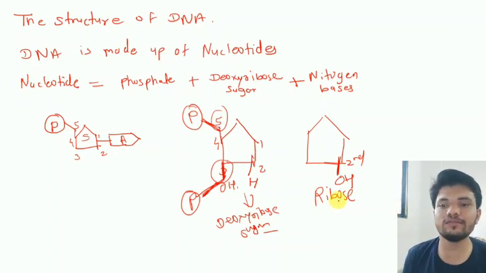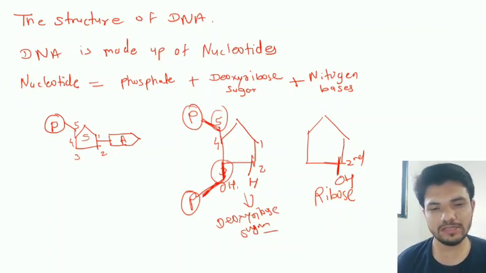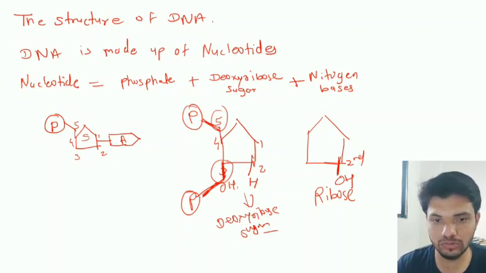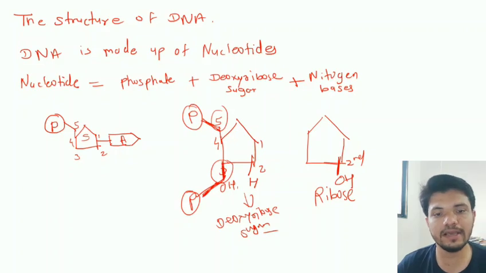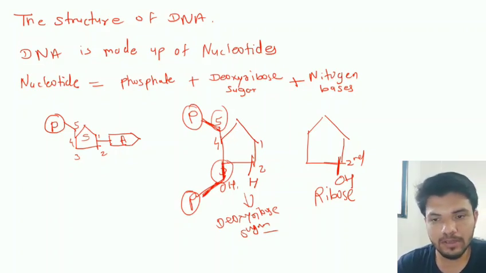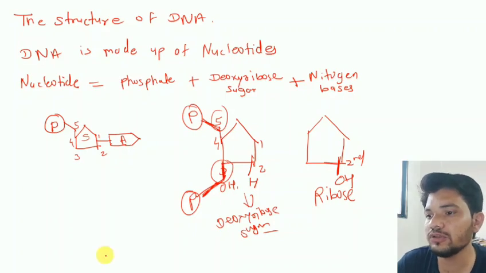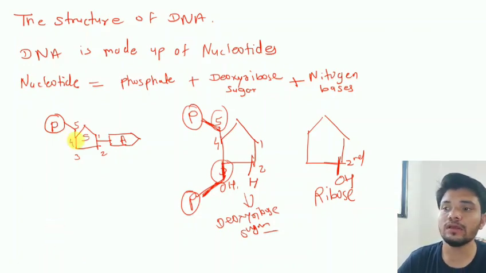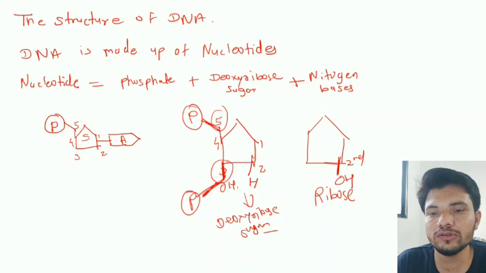So this is the basic difference between ribose and deoxyribose, and we can say between DNA and RNA also, because RNA contains ribose and DNA contains deoxyribose sugar. That's why we call DNA deoxyribose nucleic acid and RNA ribose nucleic acid, because of the difference in their sugar. So these things you have to remember.